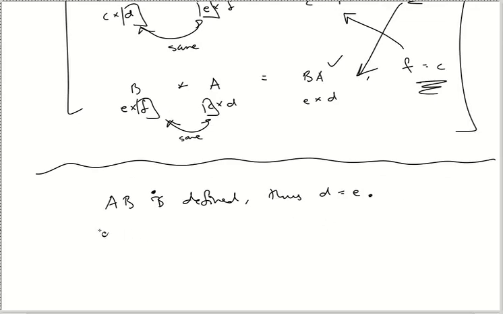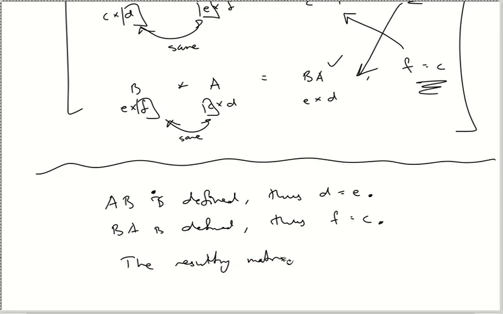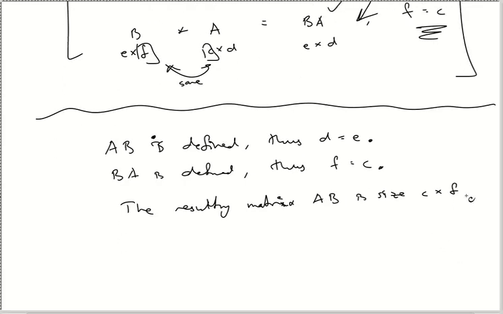And so we got that. I also say, and my BA is defined, so thus my F is equal to C. Okay, cool. Keep going. The resulting matrix, my handwriting's terrible, sorry. Resulting matrix AB is size C by F. Okay, so I already know that. That's good enough.